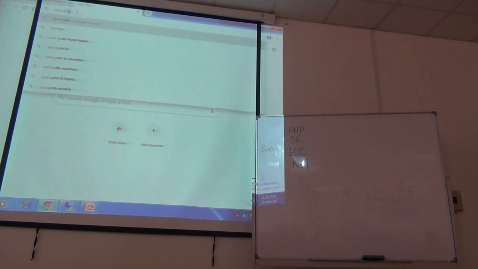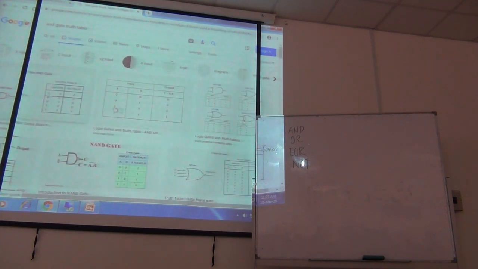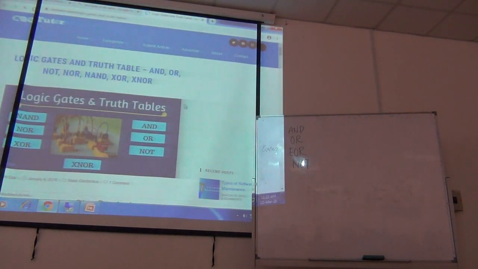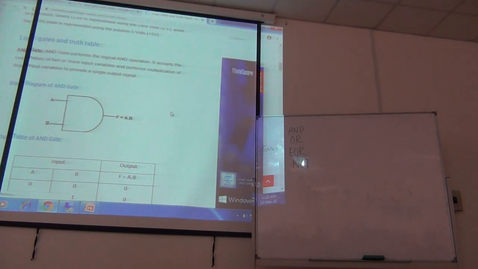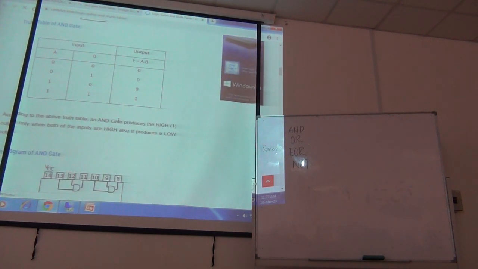And give the truth table. Very simple truth table. So the block diagram or the symbol of the AND gate is like a D, right? Very simple. You have A and B, and the result will be F. And this is the truth table.